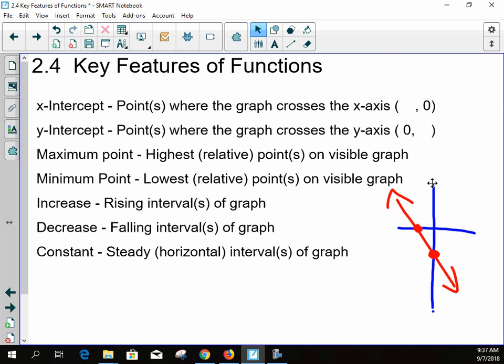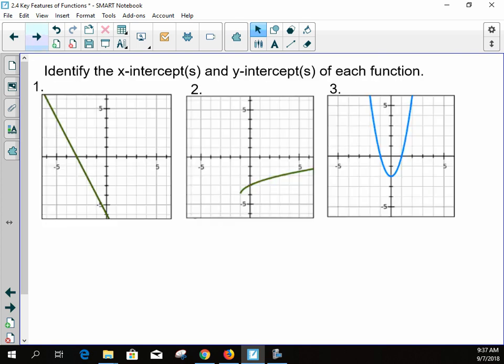There's a lot of information about graphs. This is all review, but there's a lot. So you may have to go back and watch this because we're going to go kind of quick. But you can go back and watch it, or you can come in and ask. Okay, identify your x-intercepts and your y-intercepts. Right here is your x-intercept.